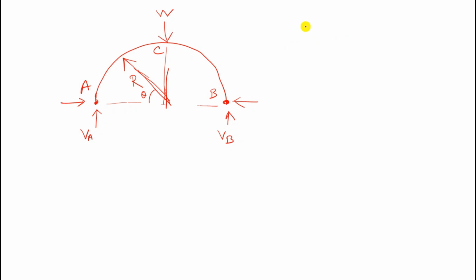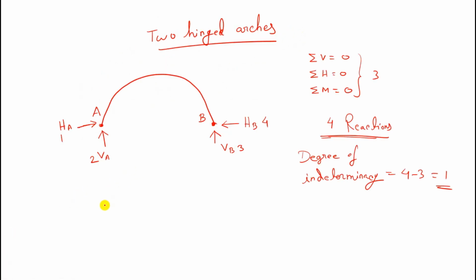And one thing you have to memorize: to calculate the horizontal thrust for a two hinge arch, we have a formula. H is the horizontal thrust, H equals integration of m y ds divided by integration of y square ds, and this m is the bending moment. So this is the formula to calculate the horizontal thrust.